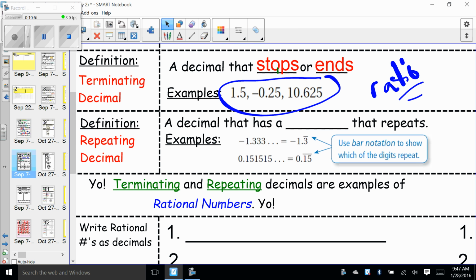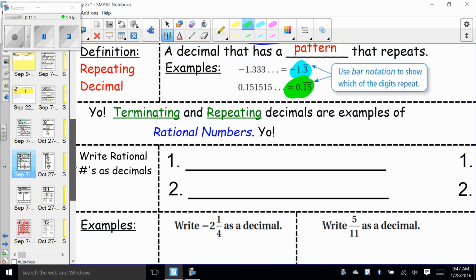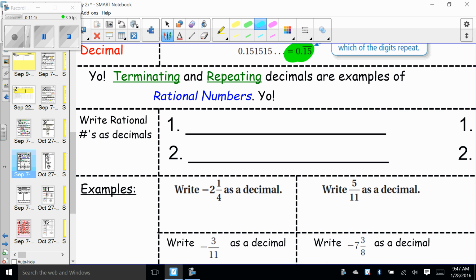All right. Repeating decimal. A repeating decimal is a decimal that has a pattern to it. It's that little bar notation that you've seen before. You should have seen this in elementary school, how we write repeating decimals. It's that little bar that's above there that says that the 3 is repeating on that one, and down here the 15 is repeating. So all repeating and terminating decimals are examples of ratios or rational numbers. All terminating, all repeating. So how do we write rational numbers as decimals?